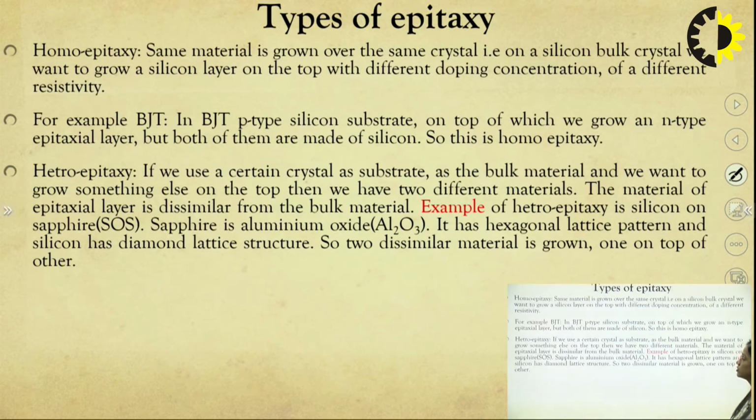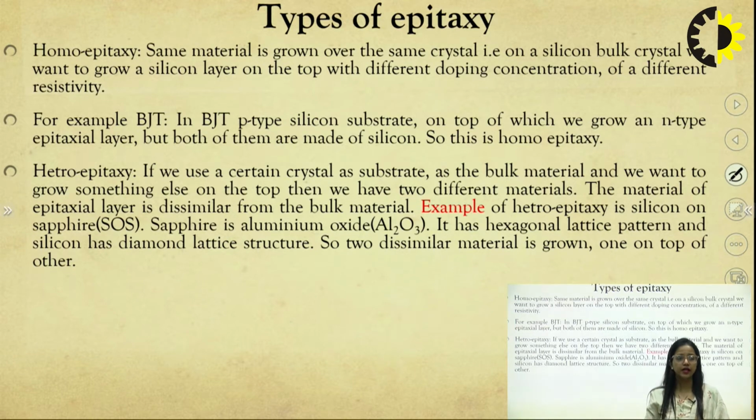Now, we have to see what are the types of epitaxy. As I have already told, homoepitaxy is when the material on which we are growing and the material we are using to achieve the epitaxial layer are of the same type. Let's say, for example, in a BJT, we have a P-type silicon crystal on top of which we grow an N-type epitaxial layer, but both are silicon only. One is P-type silicon and the other is N-type silicon.